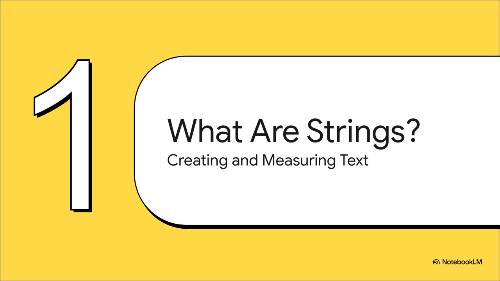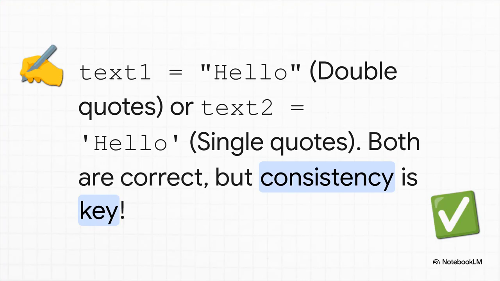Okay, so how do we actually make these things and work with them? Let's start at square one. Just creating a string and then figuring out how long it is. The absolute basics. First thing you need to know, in Python, you can use either double quotes or single quotes. See? Both of these work perfectly fine. Honestly, it doesn't matter which one you use. The most important thing is just to pick a style and be consistent with it in your project.